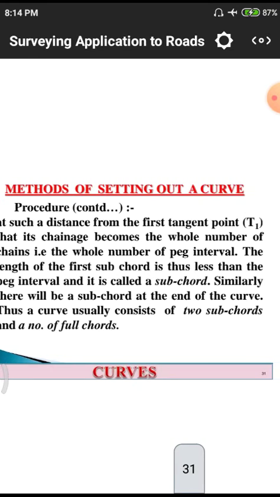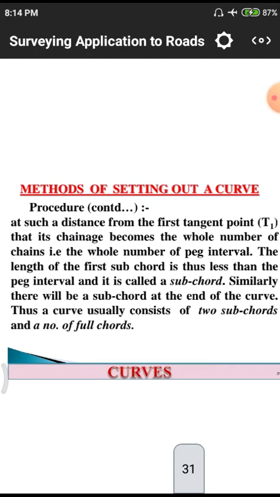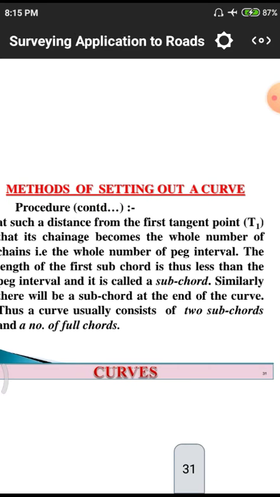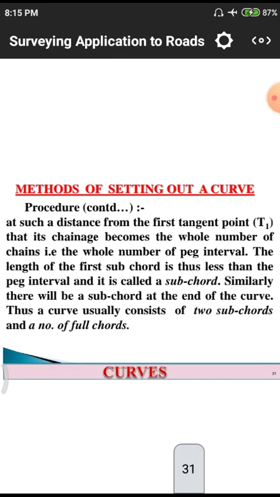After that, the method of setting out a curve means at such a distance from the first tangent point T1, the chainage becomes the whole number of chains, the whole number of pegs interval, so that the length of the first subchord is less than the peg interval, and it is called a subchord. Similarly, there will be a subchord at the end of the curve. The curve usually consists of 2 subchords and a number of full chords.